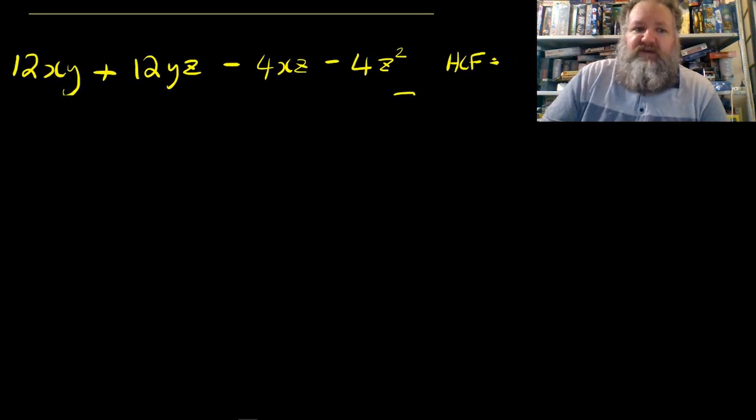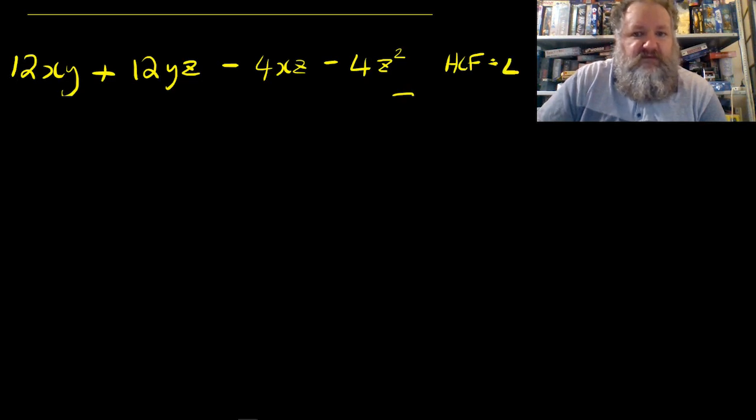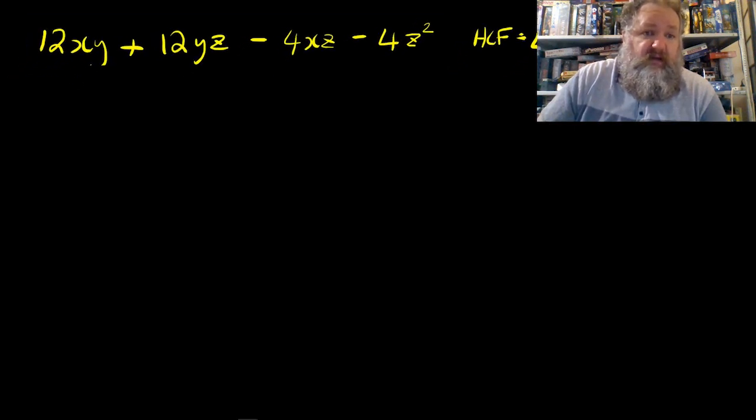Okay, so we have got 12xy plus 12yz minus 4xz minus 4z squared. What's the question we always ask ourselves? Is there a highest common factor? Well, there actually is. So my highest common factor in this instance is going to be a 4. Doesn't matter about the x's and the z's and the y's, because there's no common factors amongst those. It's just a 4.